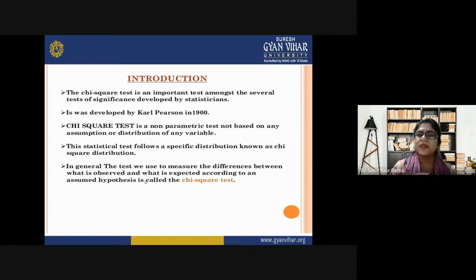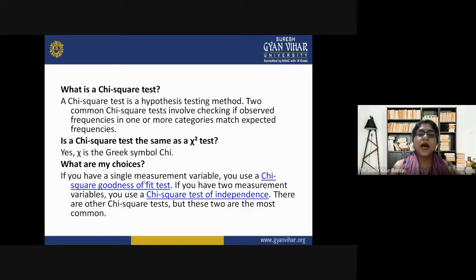So the basic thing you have to remember about the chi-square test is that it measures the difference between what is observed during data collection or data analysis and what is expected according to an assumed hypothesis which you had set before collecting the data. So this is called the chi-square test. Now, the chi-square test is a hypothesis testing method, students.